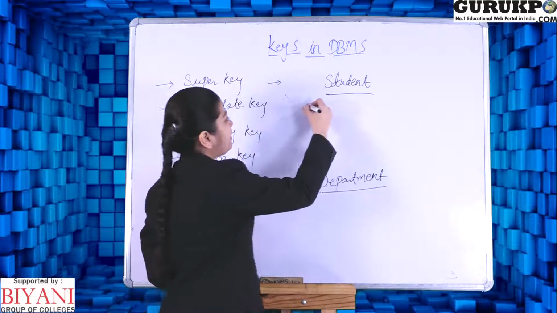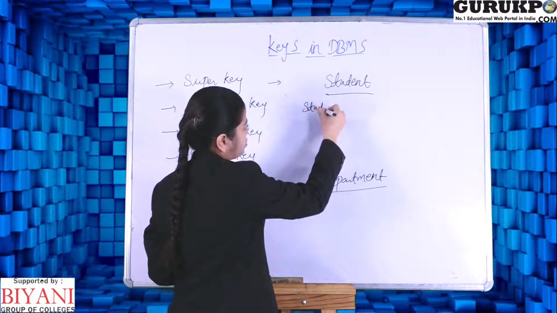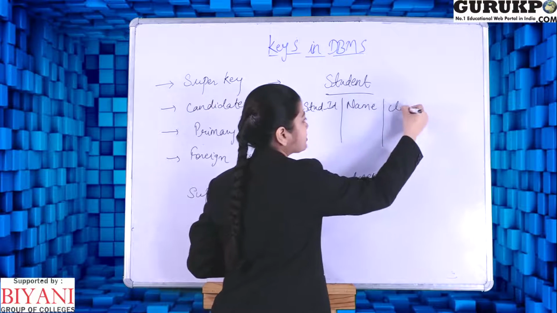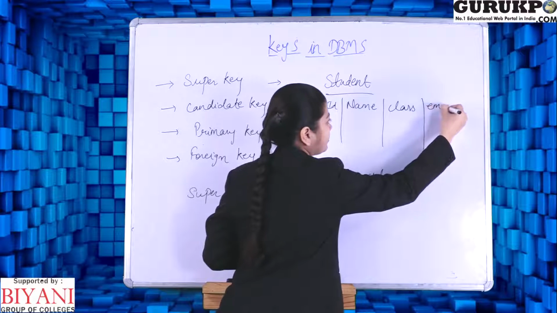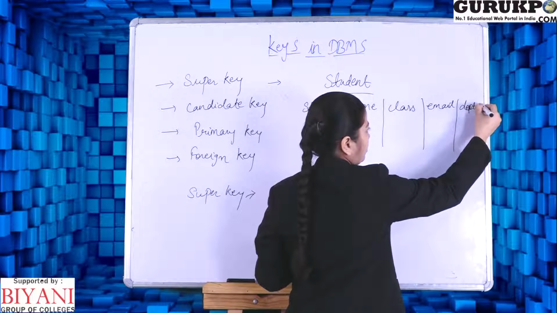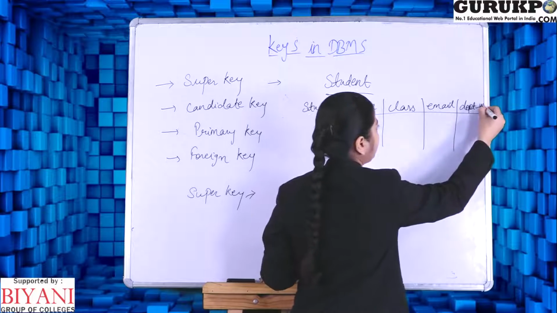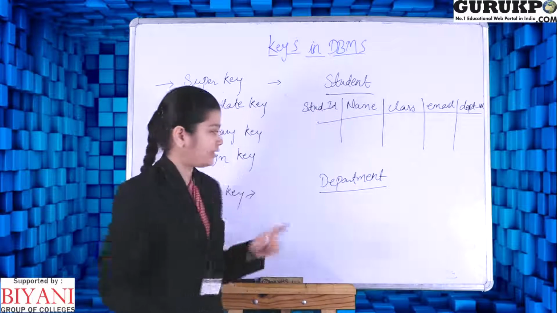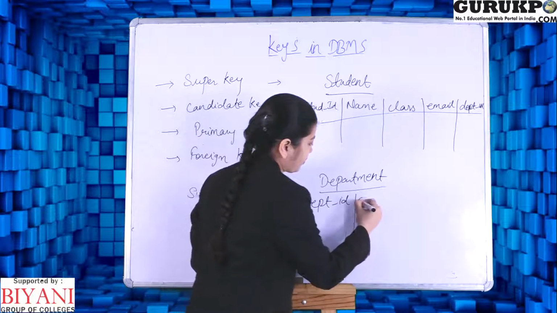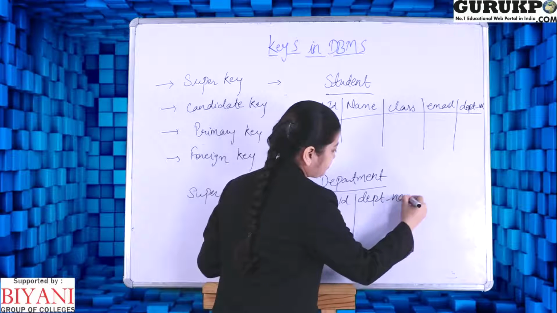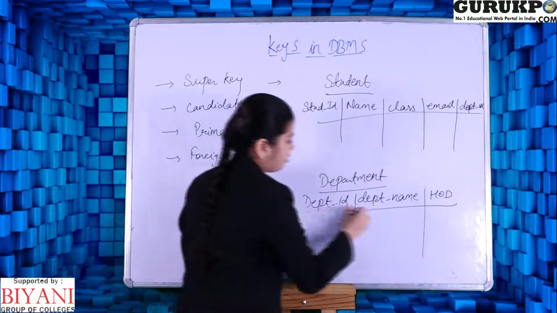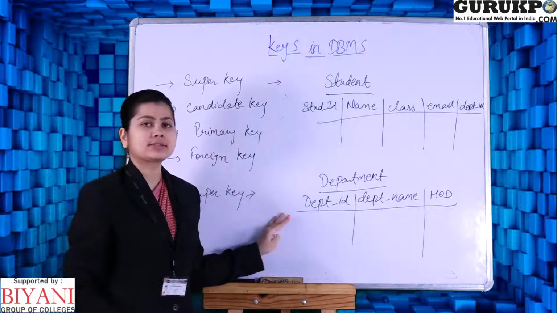In the student table, we have student ID, student name, student class, student email, and department ID, in which the student is enrolled. Here department ID is the ID of the department in which the student is enrolled, and in the department table we have department ID, department name, and HOD. So this is the schema of the student table and this is the schema of the department table.